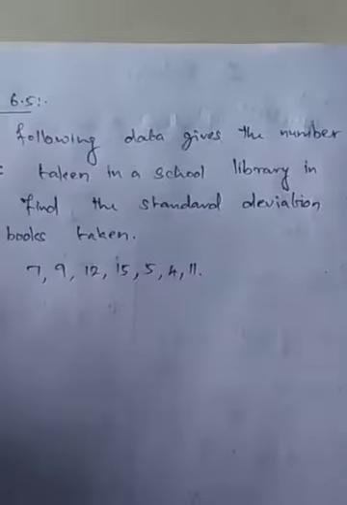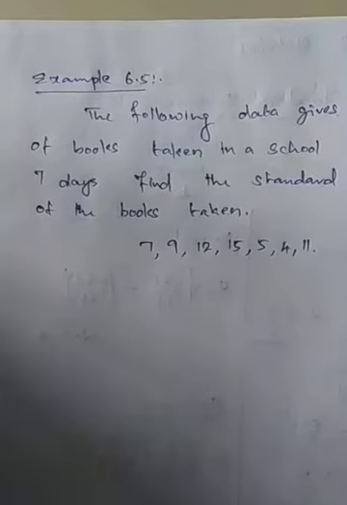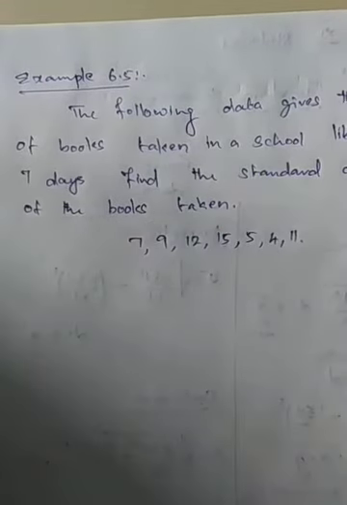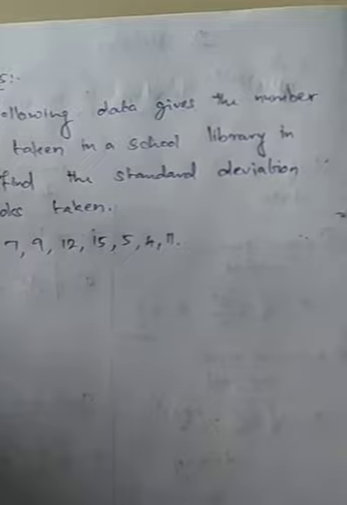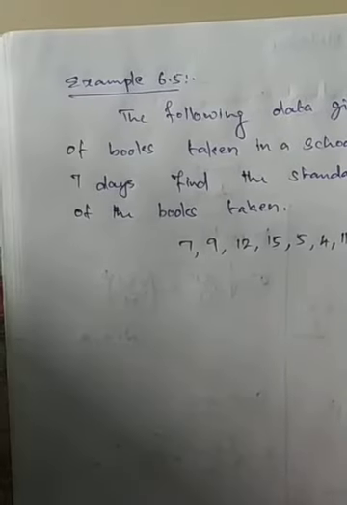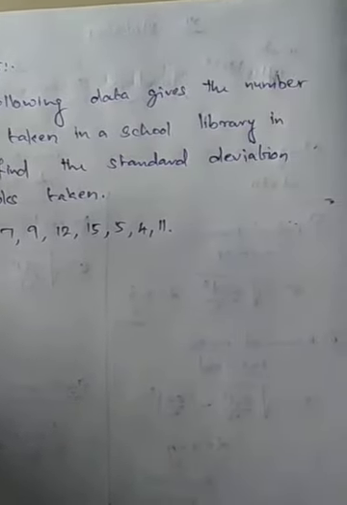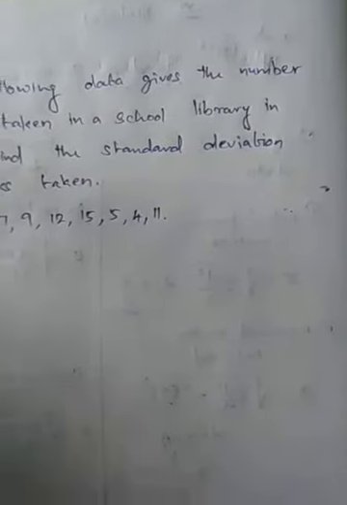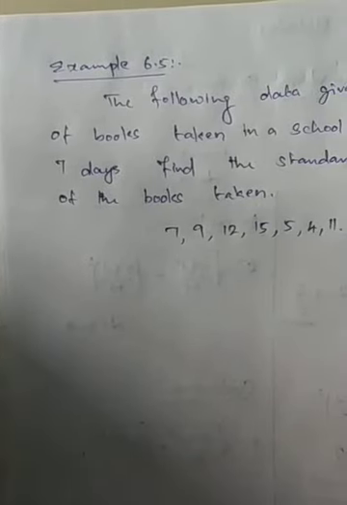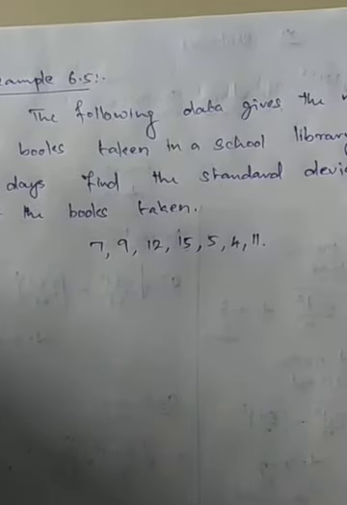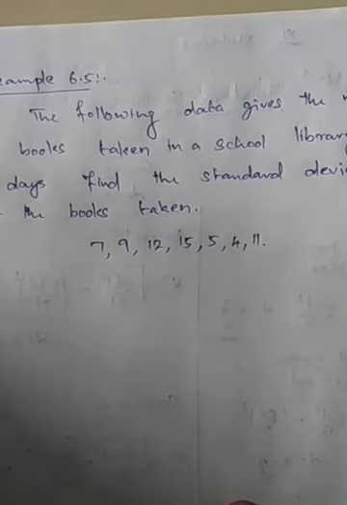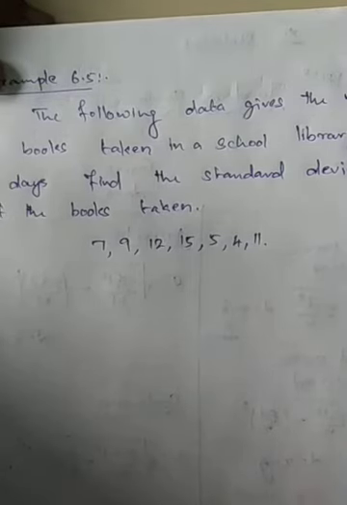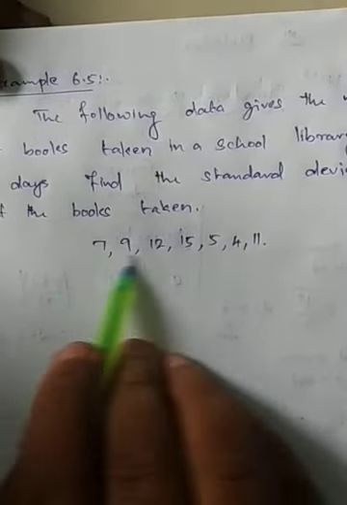The first example we'll see here is 6.5. What 6.5 is saying: the following data gives the number of books taken in a school library in 7 days. Find the standard deviation of the books taken. The data is 7, 9, 12, 15, 5, 4 and then 11. So now we need to find the standard deviation. As you know, this is raw data, ungrouped data, because there is no grouping here.